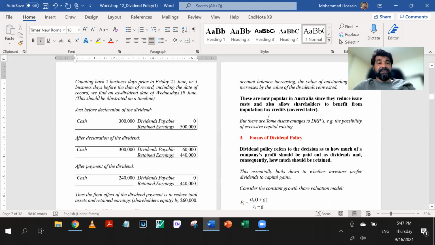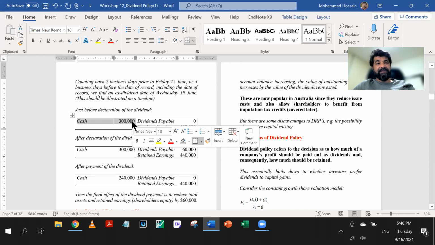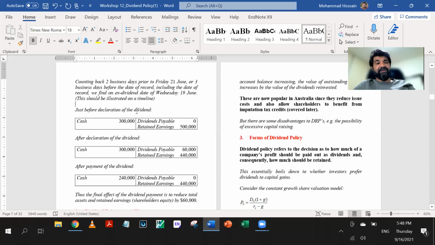All right. So here the entries are here. Cash is an asset, on the debit side. And we had, just before the declaration of the dividend, dividend payable of 0. There is no dividend payable. Retained earnings is 500,000. After the declaration, dividend payable becomes 60,000. So dividend payable at the beginning was 0. Dividend payable is actually a liability. That's why this is on the credit side.